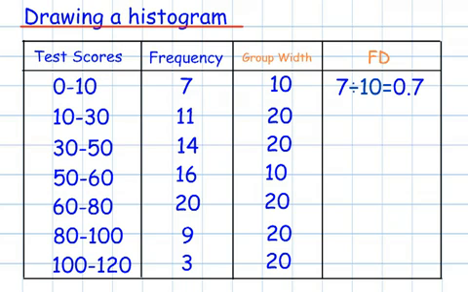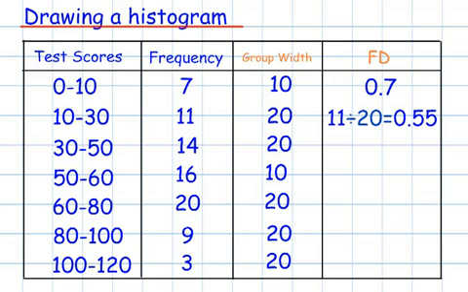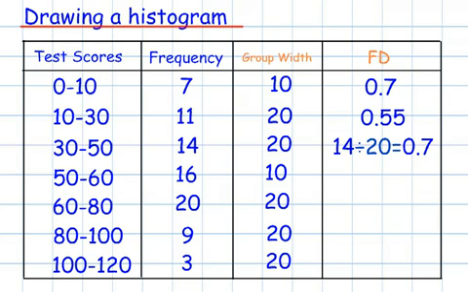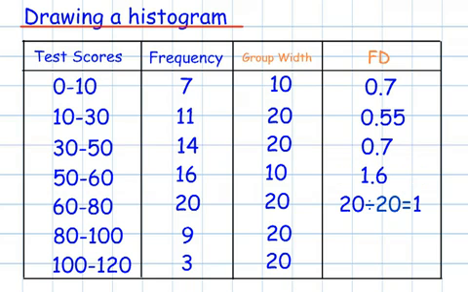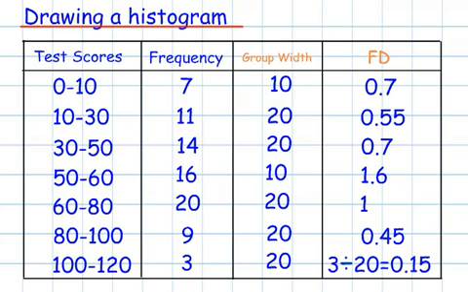So 7 divided by 10 equals 0.7. 11 divided by 20 is 0.55. 14 divided by 20 is 0.7. 16 divided by 10 is 1.6. 20 divided by 20 is 1. 9 divided by 20 is 0.45. And 3 divided by 20 is 0.15.